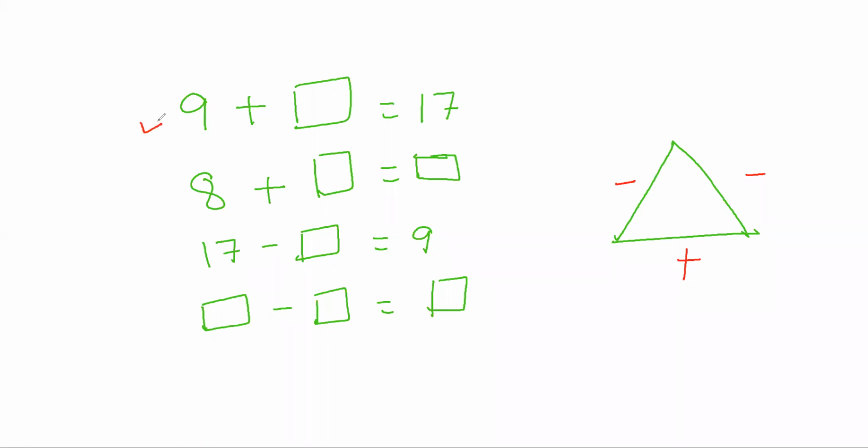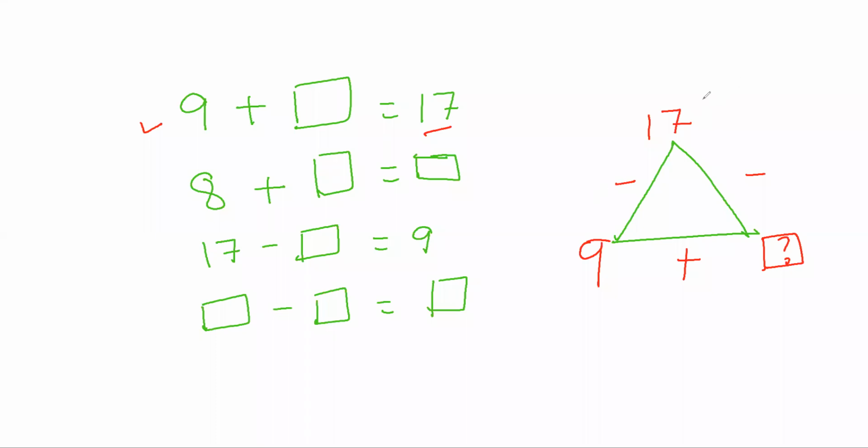Let's start working with the first equation. 9 plus something is equal to 17. So I know the plus equation goes on the bottom. So let's fill in the number 9. So 9 will come here and something which I don't know will come here. And the answer to this equation, I know in the number fact it is given as 17, so I will put 17 here.